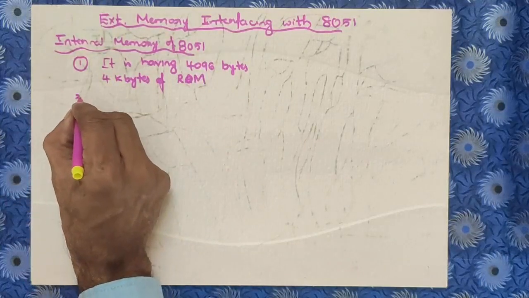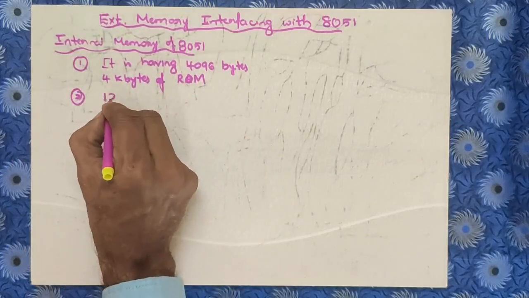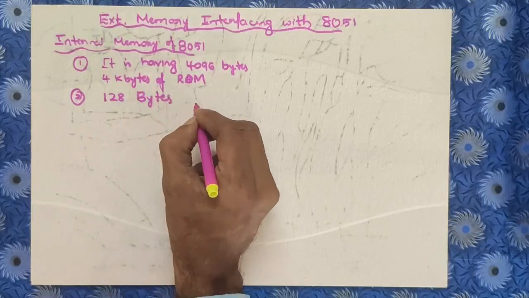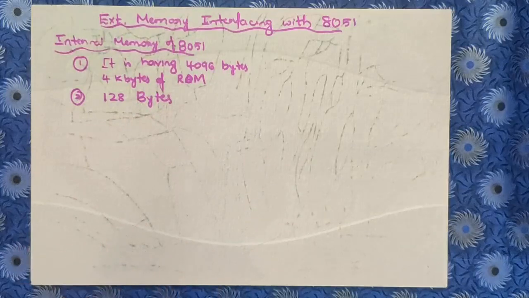Then what is the RAM size that is associated with 8051? That is just 128 bytes. Only 128 bytes are there. I hope you know what bytes means. Bytes means 8 bits. Okay.